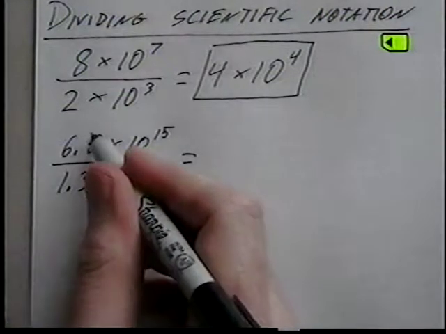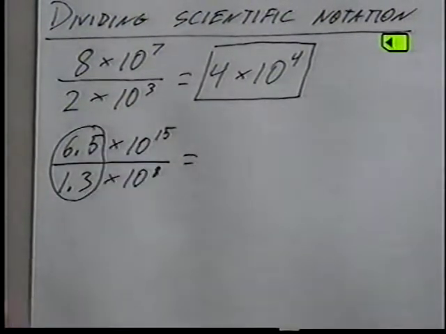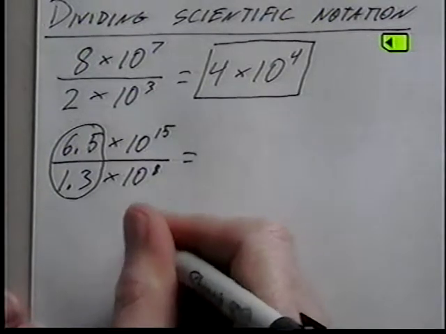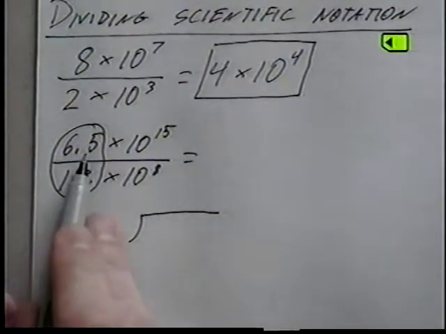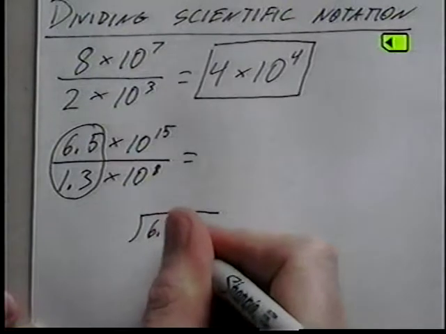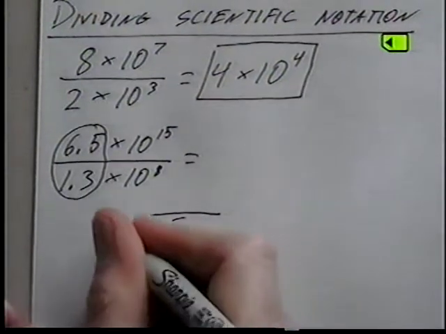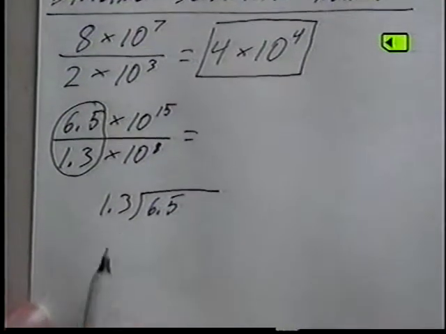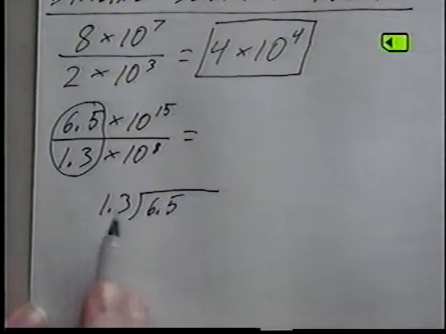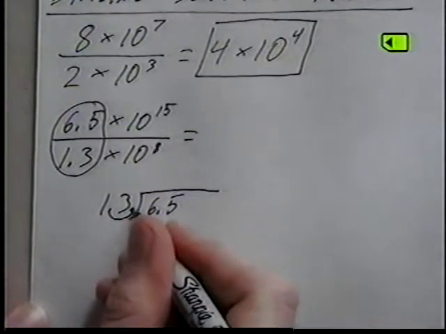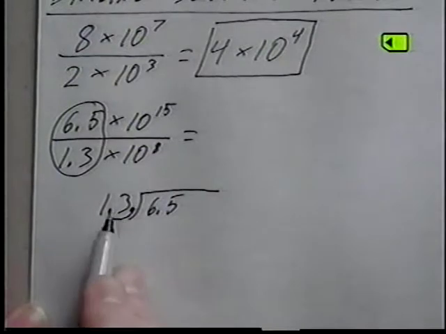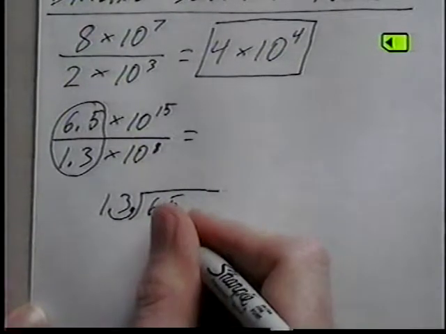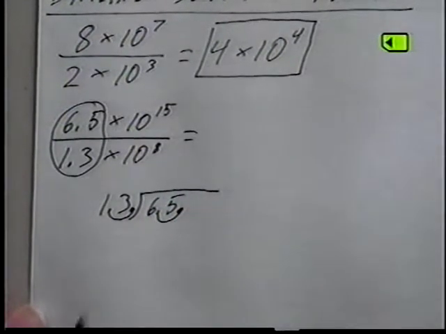First step is to divide the numbers. This time we have decimals. So if you have decimals, you can do long division to divide the numbers. The numerator goes inside, 6.5, and we're dividing by 1.3, so that goes outside. If you have a decimal on the outside, you can move that over and make it 13. If you move this decimal once, you also move 6.5 once. So now we have 13 into 65.